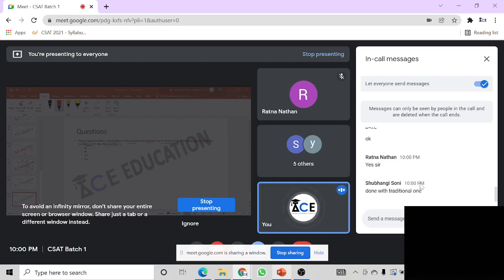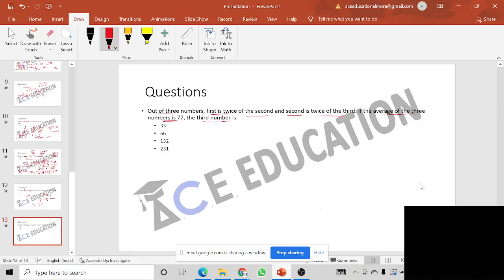Done with the traditional one. All right, perfect. So we'll stick. For this specific question, the traditional method is the best. Just assume the third number to be x, the second number becomes 2x, the first number becomes 4x, and the average is 77 into 3. So it's directly 77 into 3, x becomes 11 into 3, which is 33.